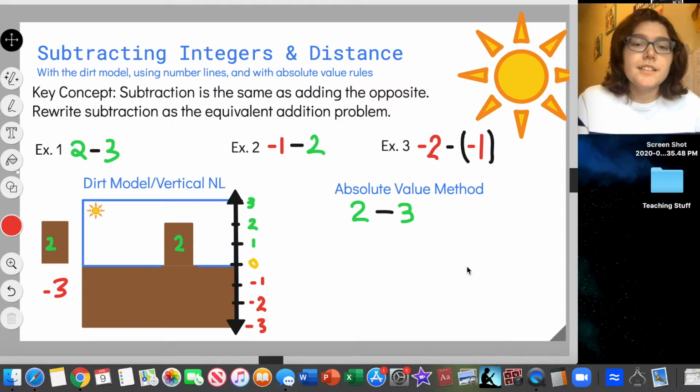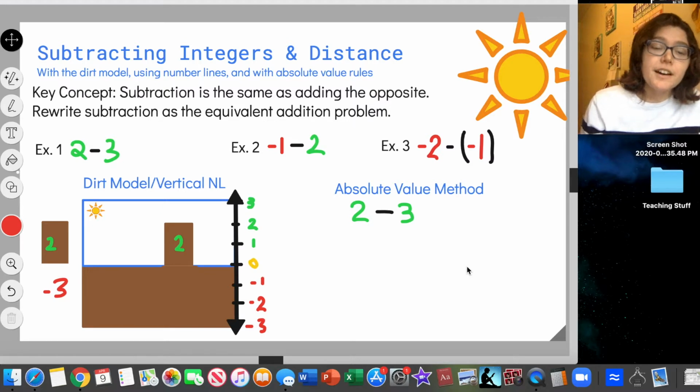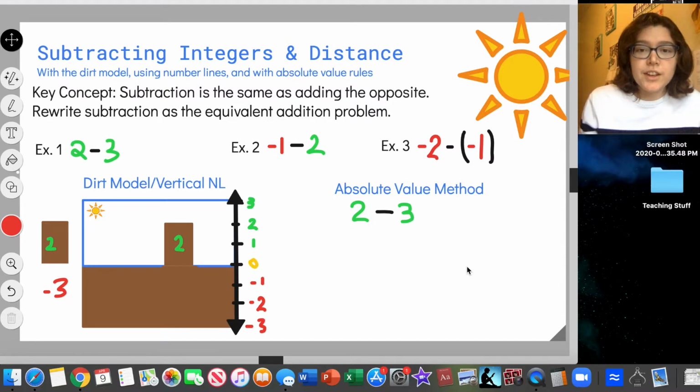Everyone, welcome to today's lesson on subtracting integers and then also looking at the distance between integers. Something we're going to talk about a ton this year is that subtraction is the same as adding the opposite. When I talk about the opposite, I mean the term we learned recently. It's the same distance from 0, but on the other side of the number line. The opposite of 3 is negative 3. The opposite of negative 10 is positive 10, or 10.